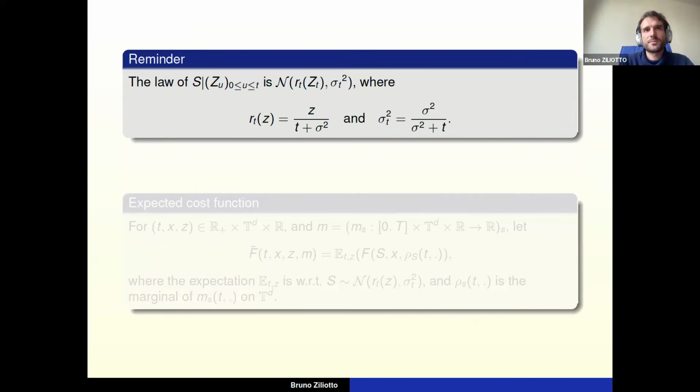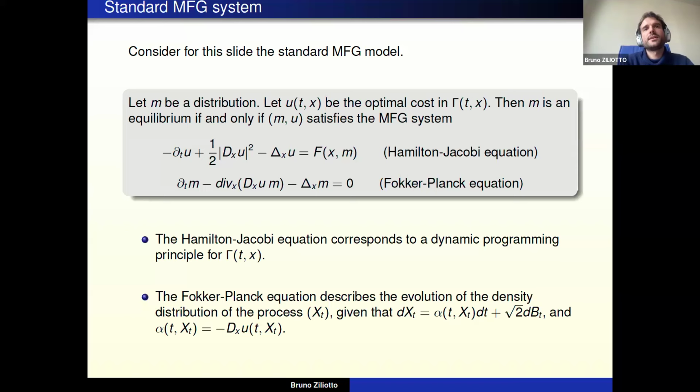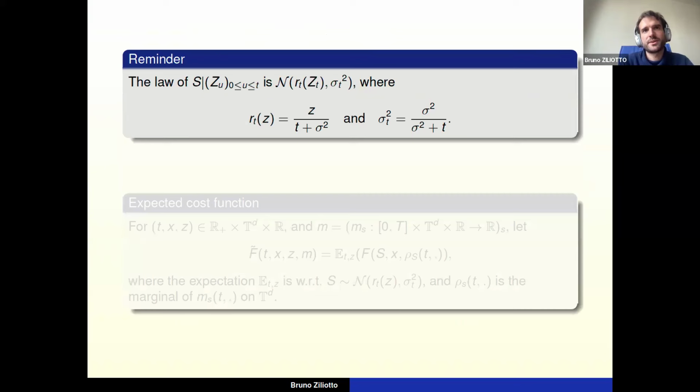So first, the main difference is that the flow cost depends on the state S, but players don't know the state S. So instead of having just the flow cost in the Hamilton-Jacobi equation, there will be the expectation of the flow cost with respect to the information, which in the case of our model is the last signal Z. That will be the first difference. And let me make explicit this expected cost function.